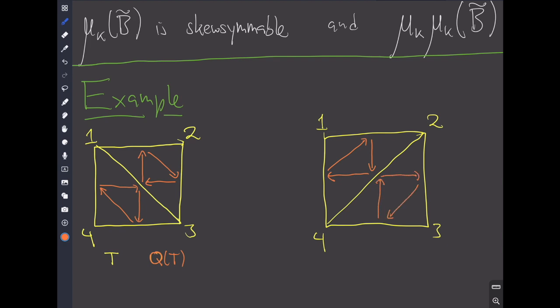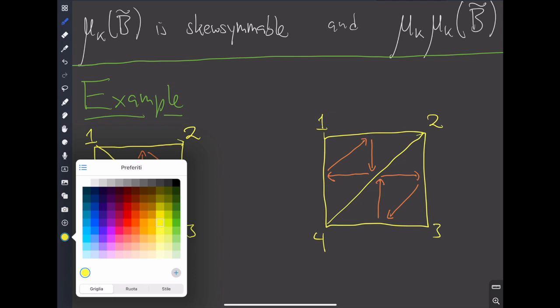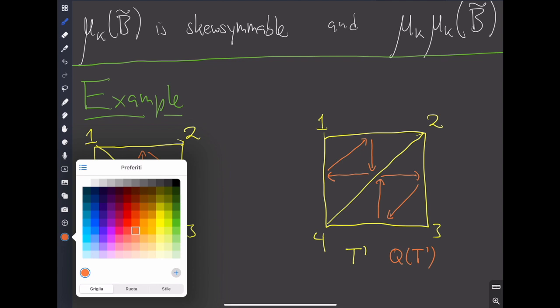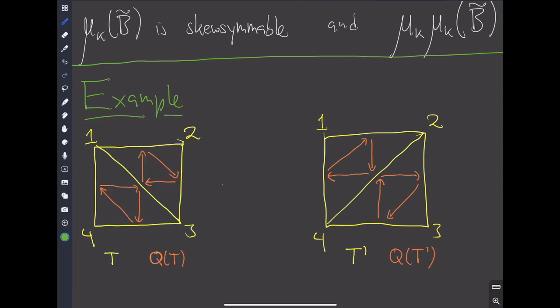So let's say that this is T prime, and Q of T prime. And here in this case, it is really easy to visualize that these two are related by a mutation. With respect to which one? With respect to the diagonal that is being flipped.